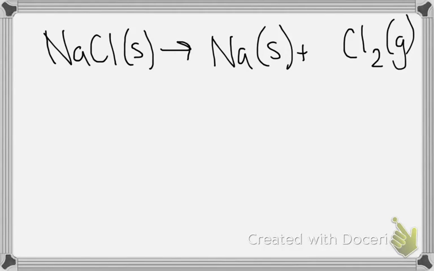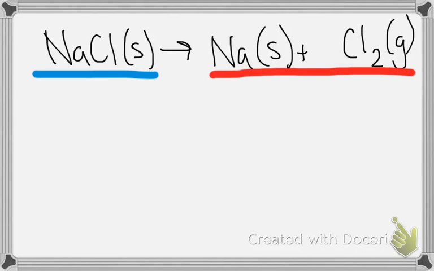When balancing a decomposition problem, we're going to follow the same process that we did when balancing synthesis reactions. The first step is, if given in a story problem format, you need to reconfigure that into an equation. In this case, I have my reactants on the left side of the arrow, away from the arrowhead, and on the right side of the arrowhead, I have my products.